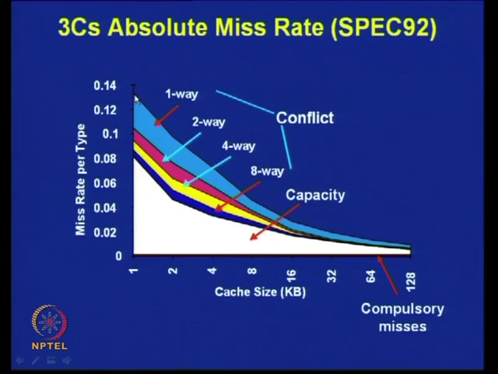That means your miss rate is maximum whenever you are using direct mapping, and as you increase the associativity from one way to two way set associative, four way set associative, eight way set associative, as you can see, the miss rate is gradually decreasing, as represented by different colors. So the blue portion corresponds to one way set associativity, that means direct mapping, the red portion is because of two way set associativity, the yellow one corresponds to four way set associativity, and the blue one corresponds to 8-way set associativity. And the white portion, as I have told, even when you have a fully associative cache, there will be misses because of capacity misses.